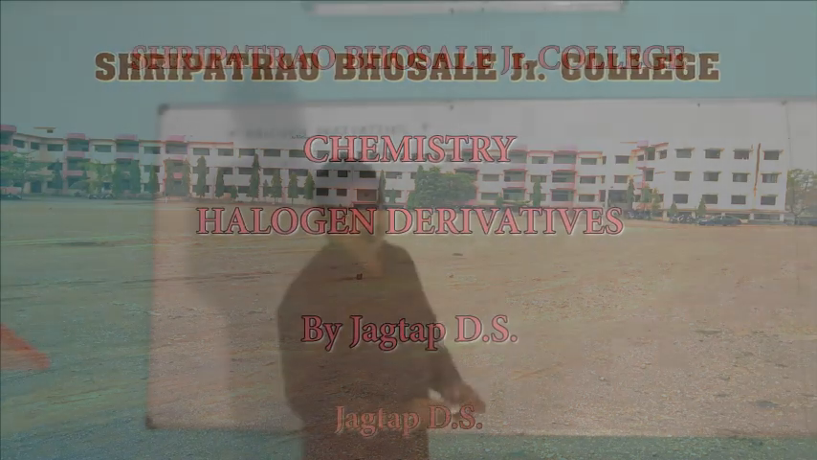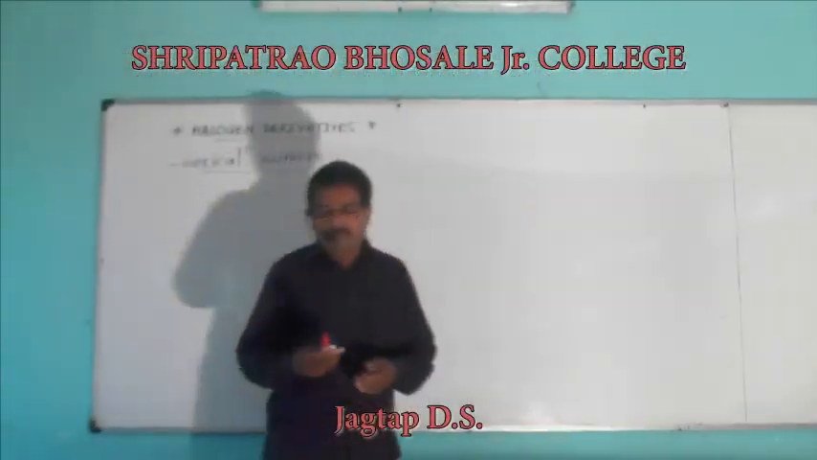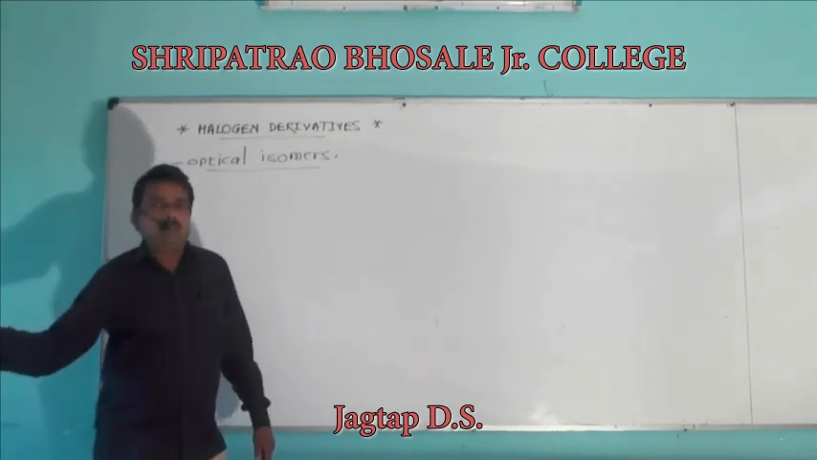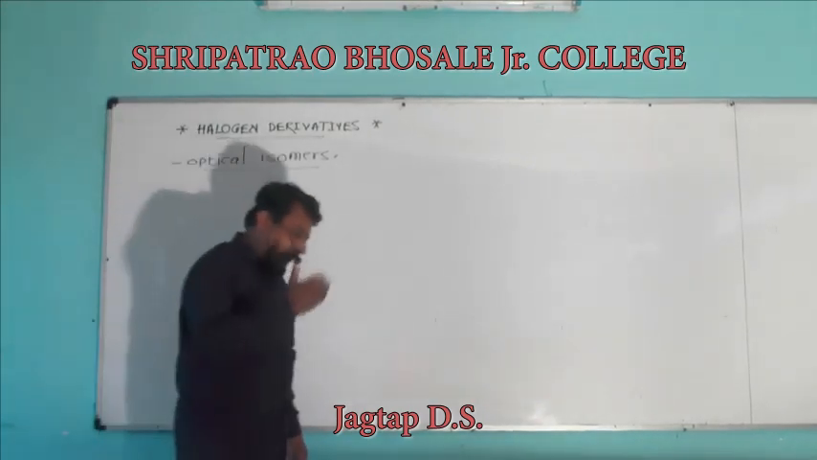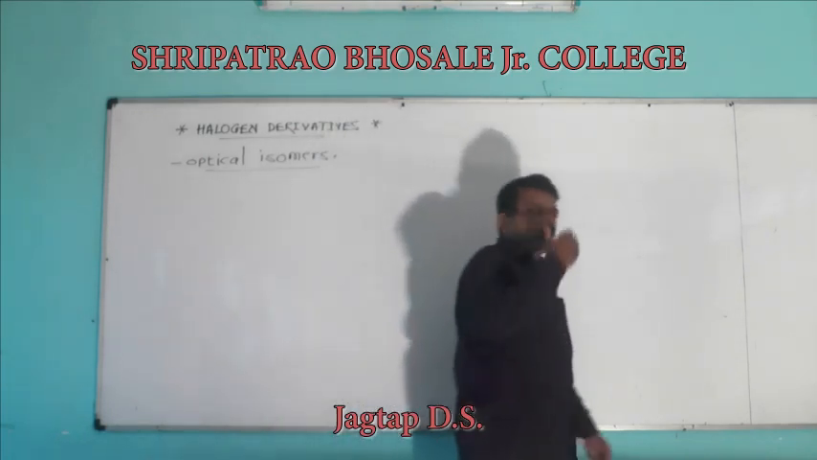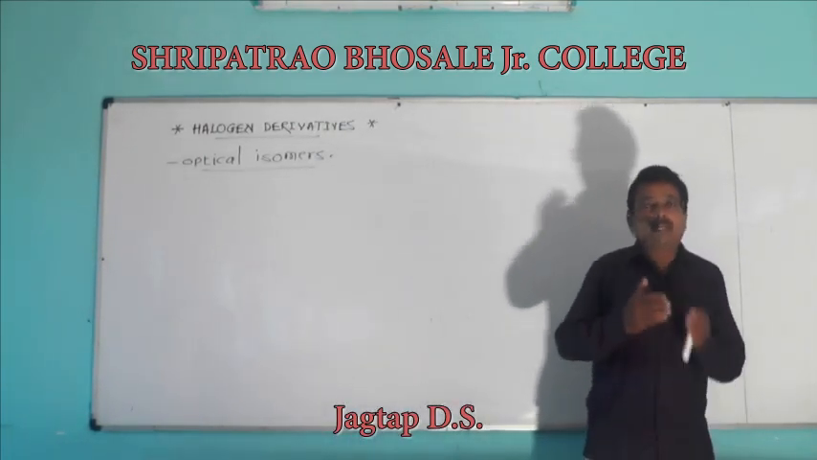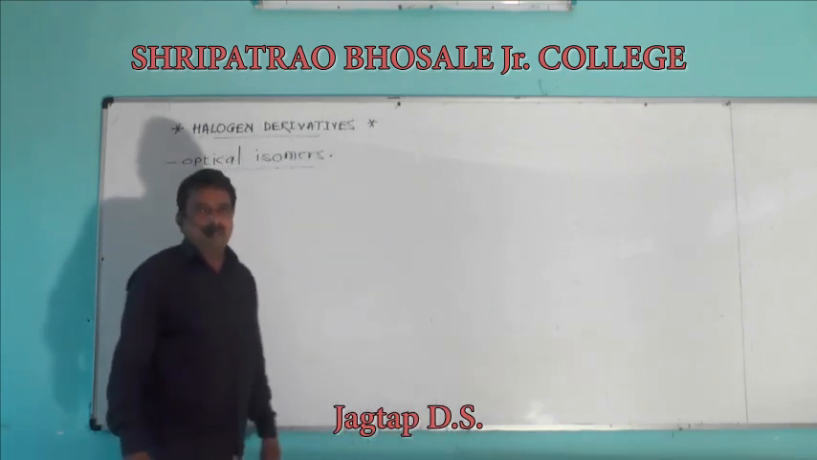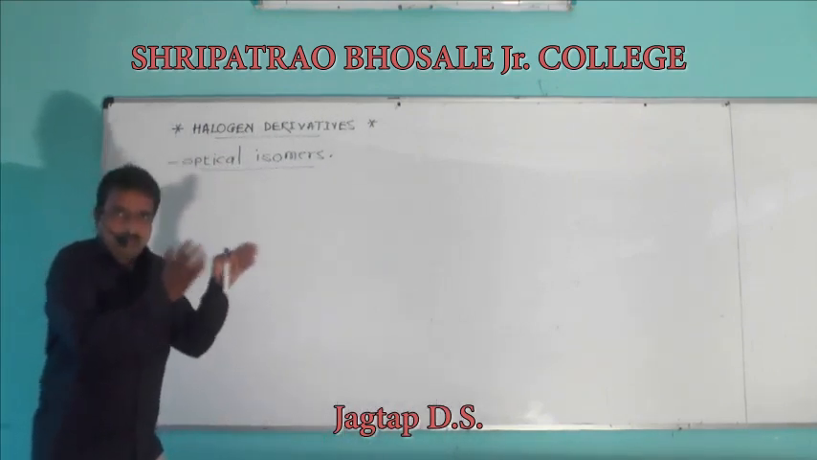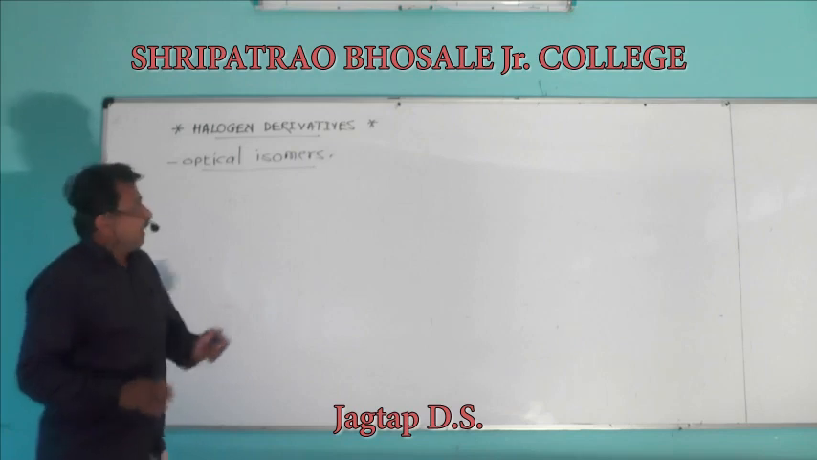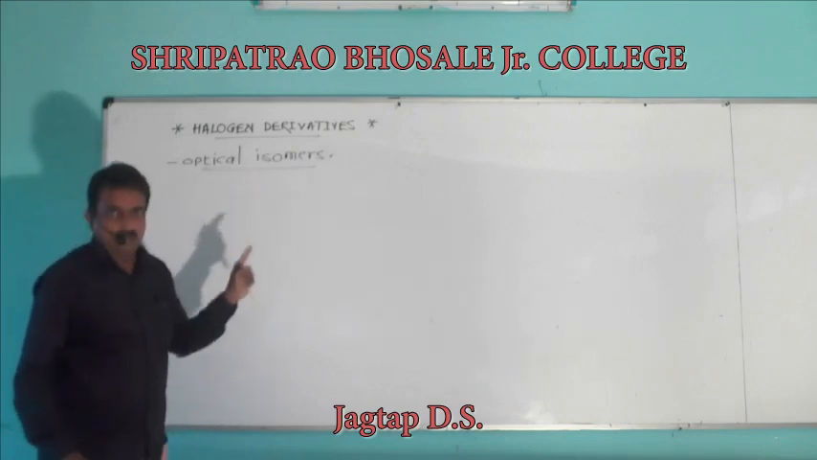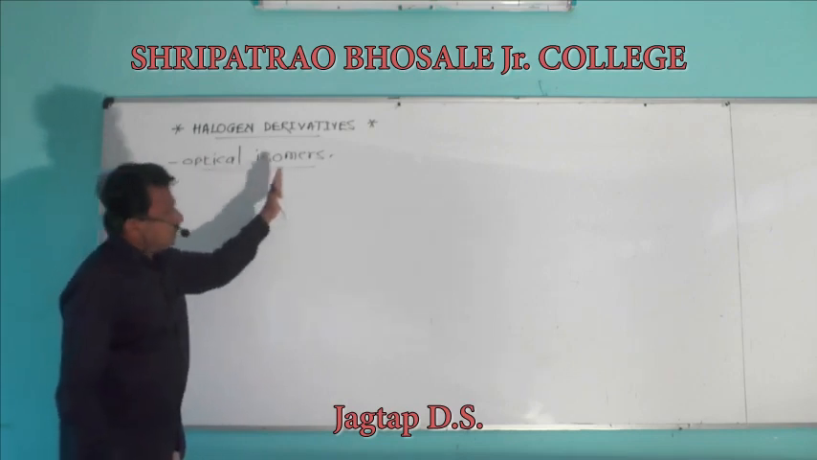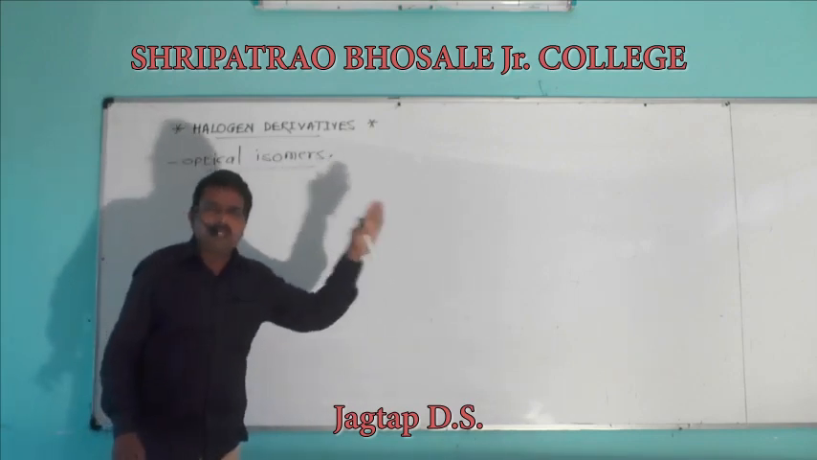Good morning, students. In the last period, we learned plane polarized light, optical activity, optically active compound, dextrorotatory compound, levorotatory compound, chiral carbon atom, and optical isomers. Optical isomers are also known as enantiomers.